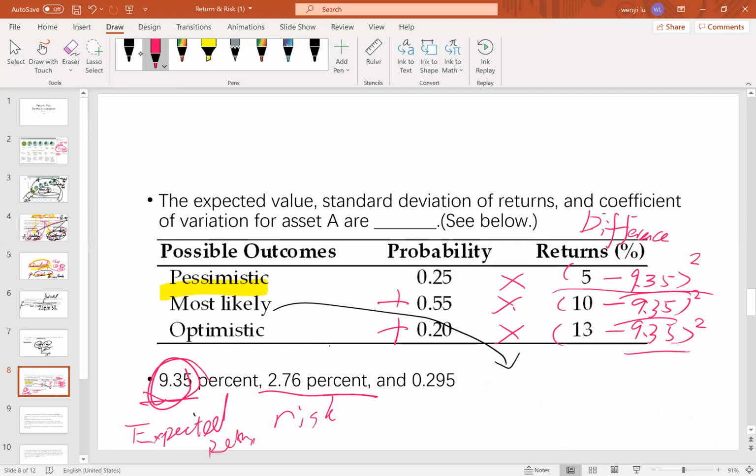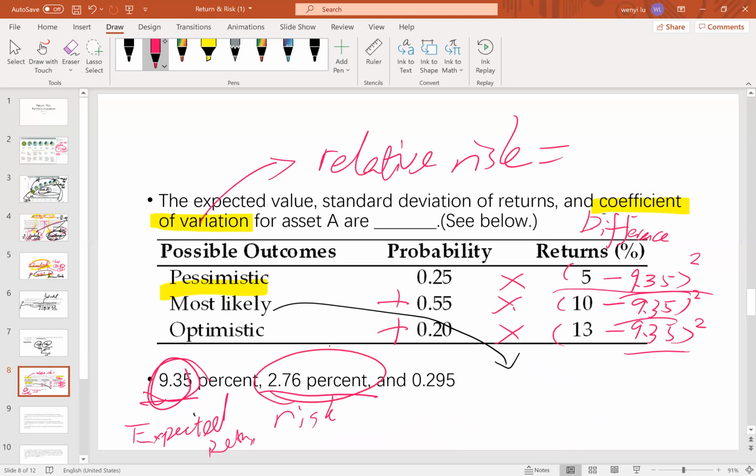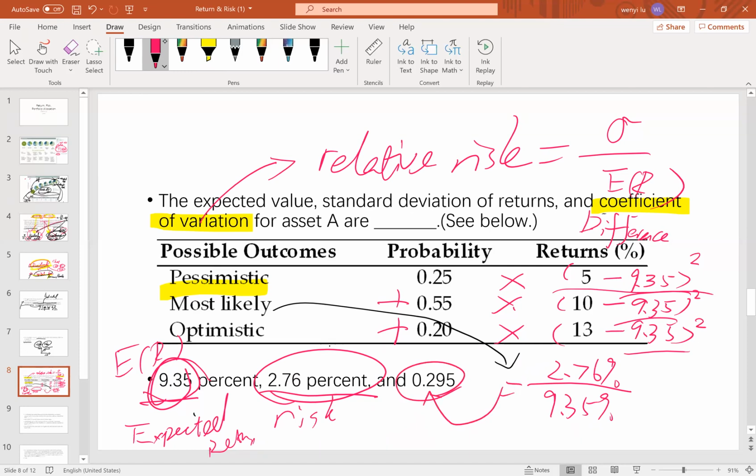Last one, we need to solve what? Coefficient of variation. Coefficient of variation is a measure of what? Relative risk. Relative risk is measured using sigma over expected return. So we use 2.76% divided by 9.35%. We solve what? We solve 0.295 for the coefficient of variation. That's where the 3 numbers here come from.